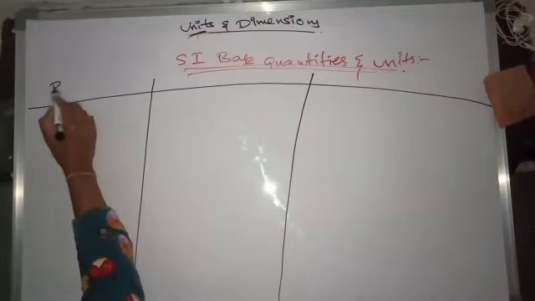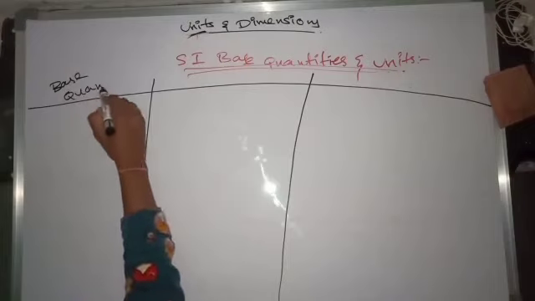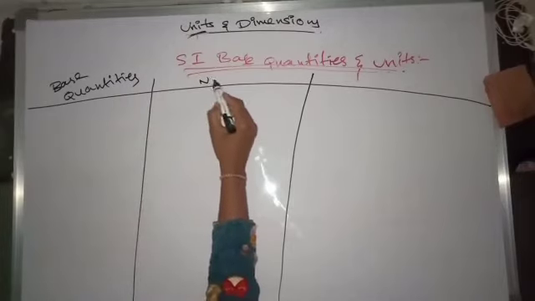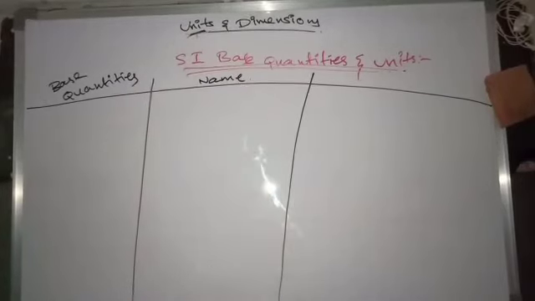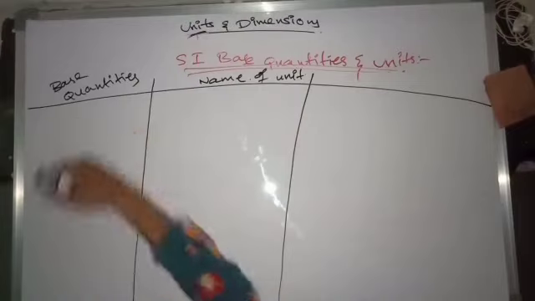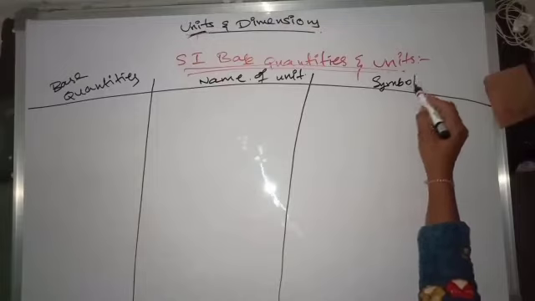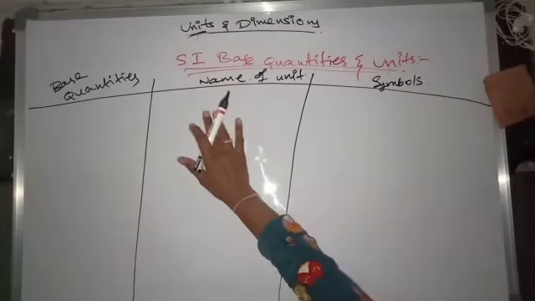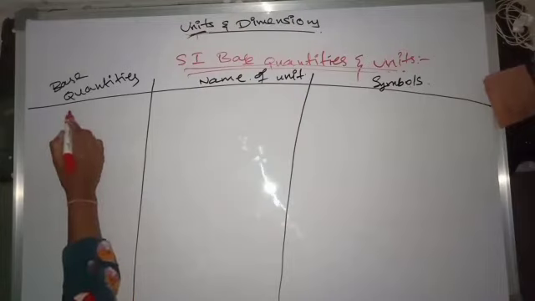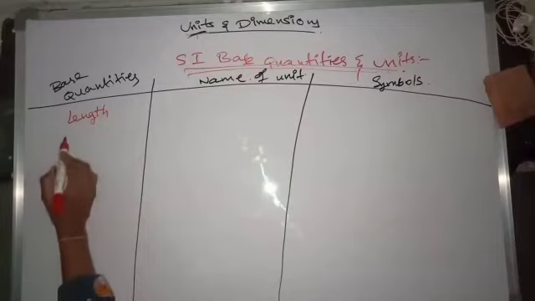Here I am taking base, or fundamental, quantities, the name of the unit which is used for measuring these base quantities, and the symbol which is used for representing these units. Okay, and the 7 base quantities are, first one is length, and second one is mass.